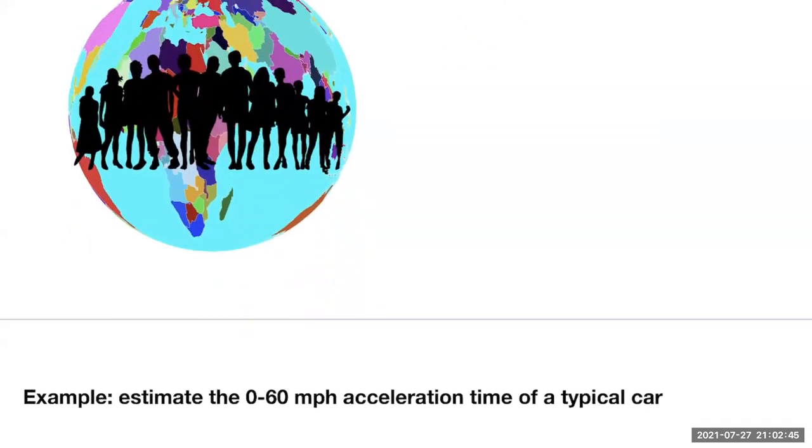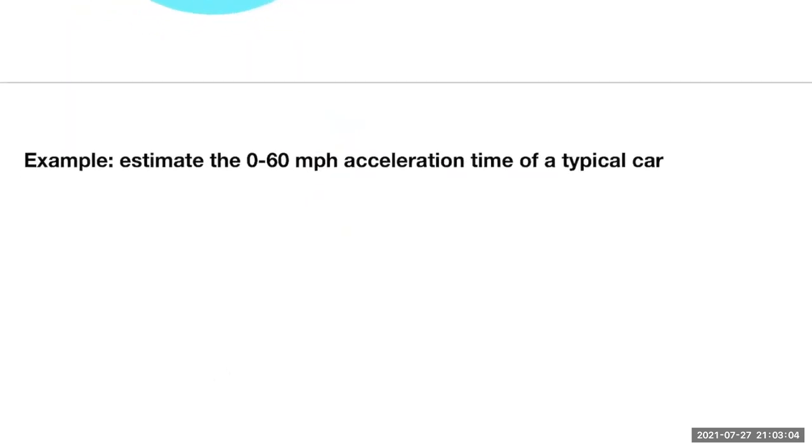Can you estimate the 0 to 60 miles per hour acceleration time for a typical car? Now, you know the number, right? For example, take a look at your car. How long does it take to go from 0 to 60? Well, the typical number is maybe 7 seconds, 8 seconds, 9 seconds, and so on, right? We're talking about a typical car, not really fancy ones or slow ones, right? Can we get that number from estimation?